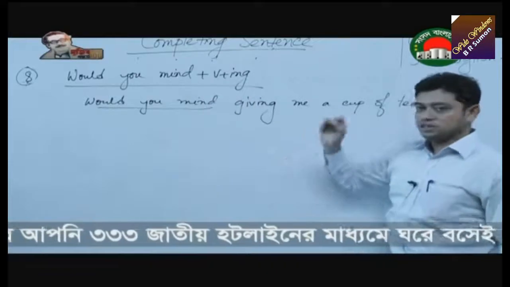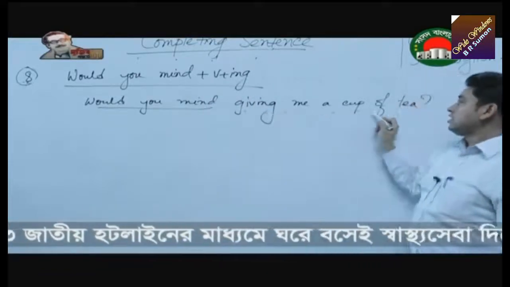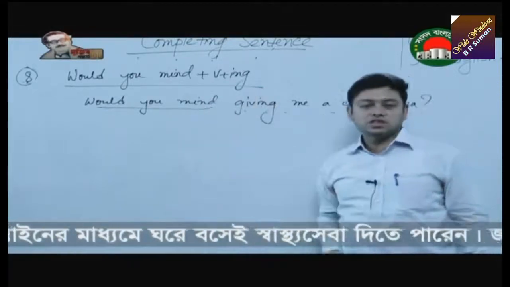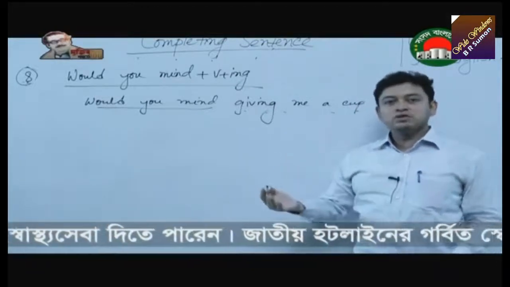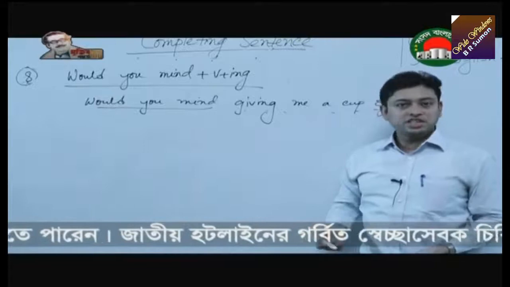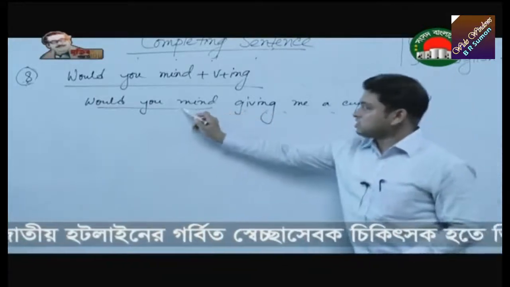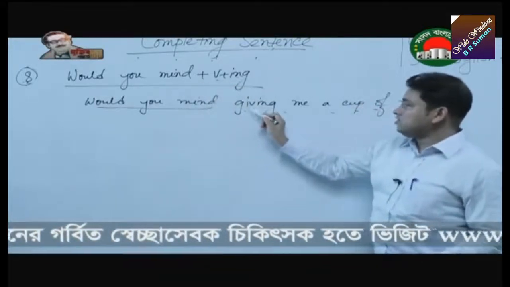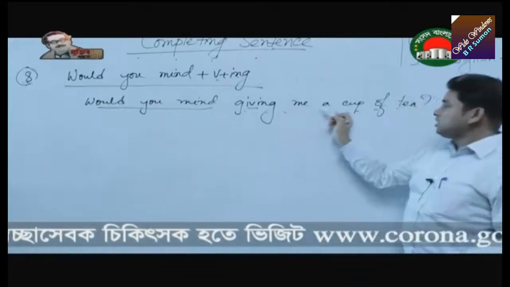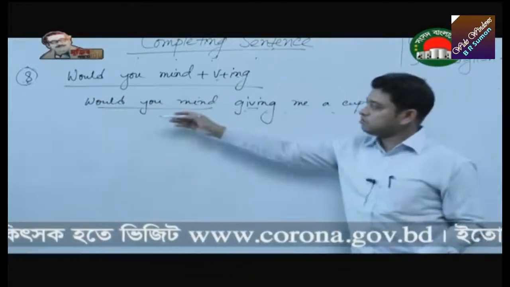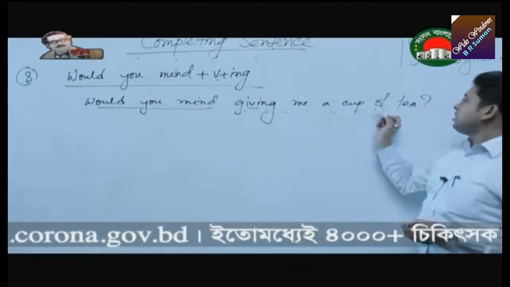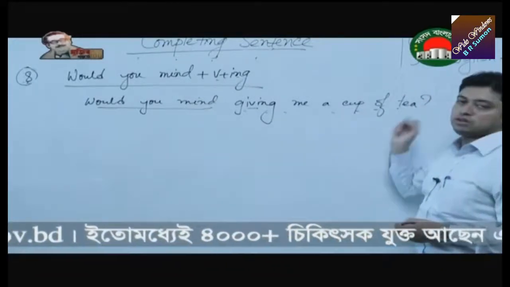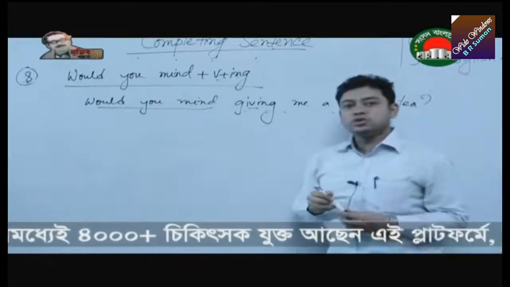Now you have to complete the sentence. How you will complete the sentence? This grammatical structure will help you to make a grammatically correct sentence. You have to use your creativity. So would you mind is there, verb plus ing, give is the main verb, then ing is added. Then the rest of the part I have used according to the first clause because I have to match it. So would you mind giving me a cup of tea? Question mark will be there. It makes an interrogative sentence.